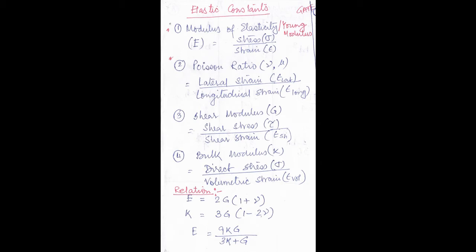Now let us look at the relation between them. The relation goes like this: E equals 2G(1 + nu). Next, K, the bulk modulus, is equal to 3G(1 - 2nu). If you combine these two formulae, we come to E equals 9KG divided by (3K + G). So please remember the definitions as well as the formulae. It will help you in solving the numericals.